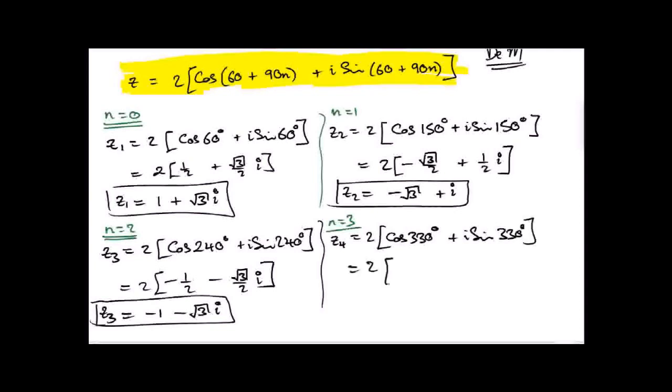Now, who's positive in this quadrant? Cos is. So that's going to be root 3 over 2 minus a half i, which is root 3 minus i. So there's my z4.